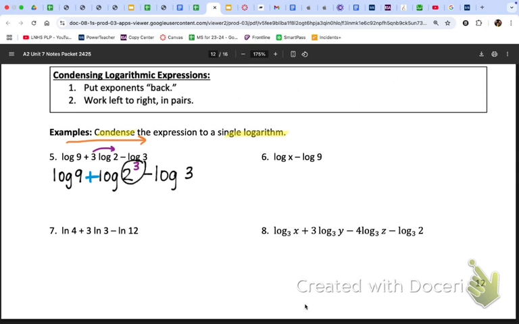For the sake of not having to write this out a million times, what is 2 to the third? You can check your perfect chart, yeah, it's 8. 2 times 2 times 2. So that's equal to 8. So when I go to put these back together, you're going to see me write 8 instead of 2 to the third. So log of 9 times 8, which obviously is 72, but I'll get to that in a second. Minus log 3.